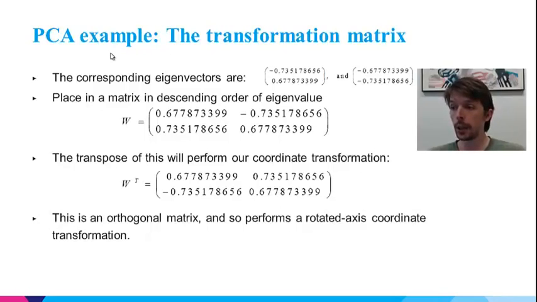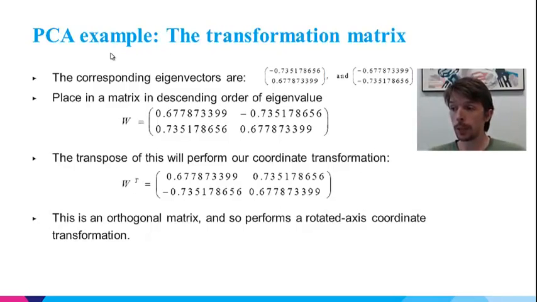These eigenvectors are shown in the first line of this slide. Now, do you remember how we said that when the eigenvectors are all placed next to each other to form the columns of a square matrix, then that matrix is an orthogonal matrix? And we also said that orthogonal matrices are those matrices which perform rotated axis coordinate transformations. Well, in the next line we do just that.